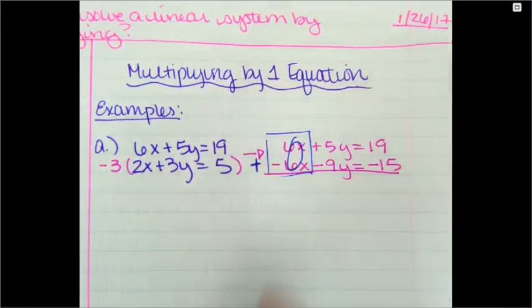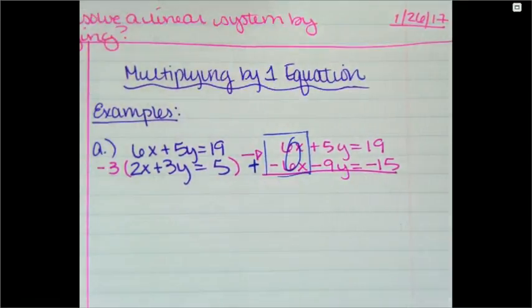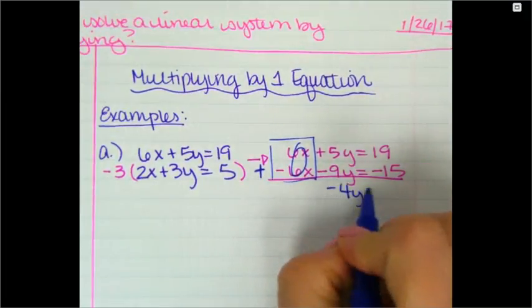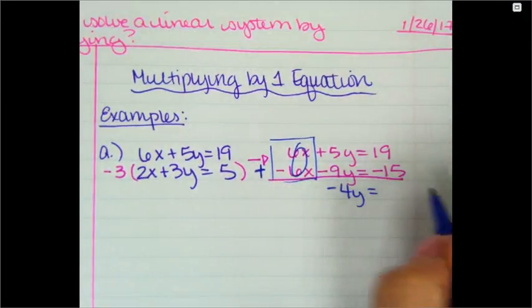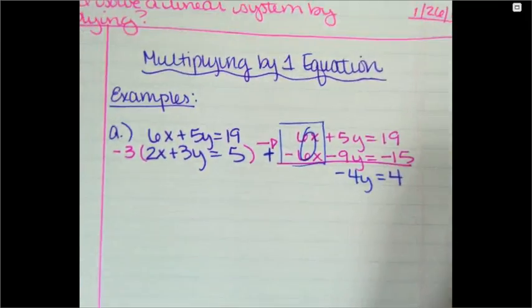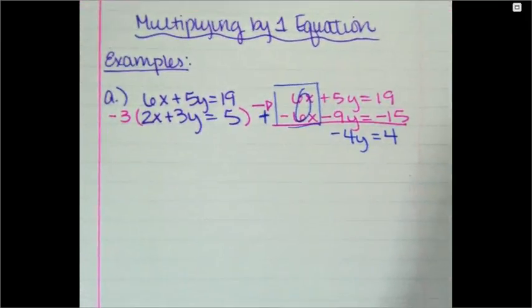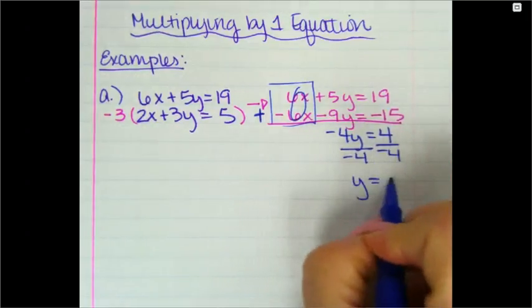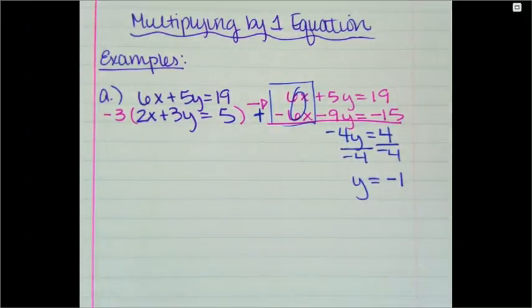Remember, everything always goes back to adding. If you don't get it back to where you can add and get rid of things, you did something wrong. So what is 5y plus negative 9y? Negative 4y. Equals 19 plus negative 15? 4. And what does y equal? Negative 1. What do you do with negative 1? Plug it into one of the originals. Always plug it back into the original.